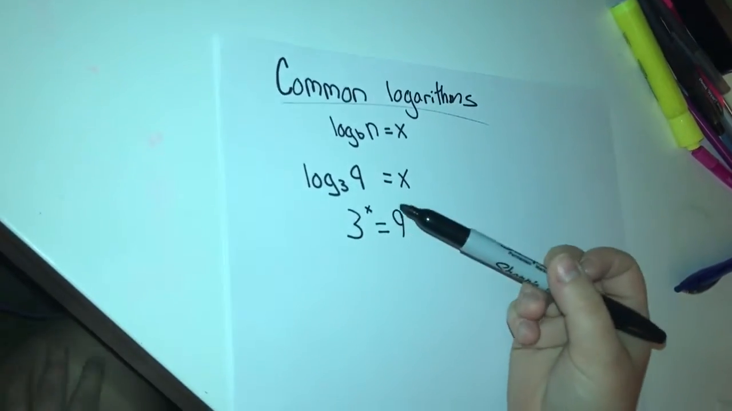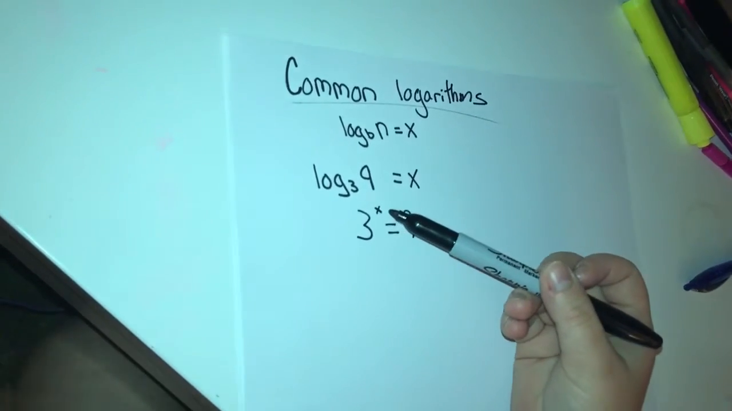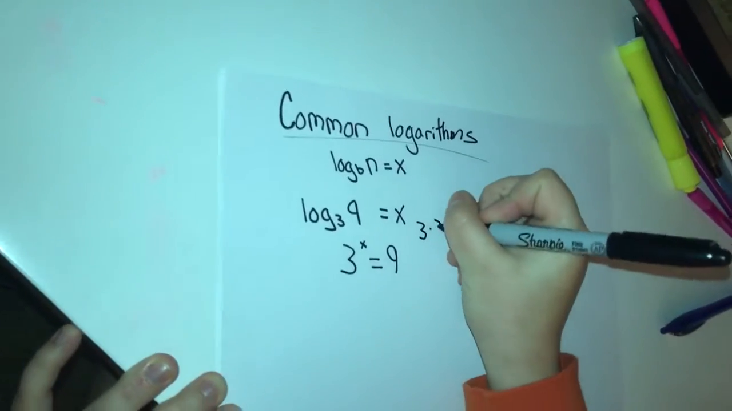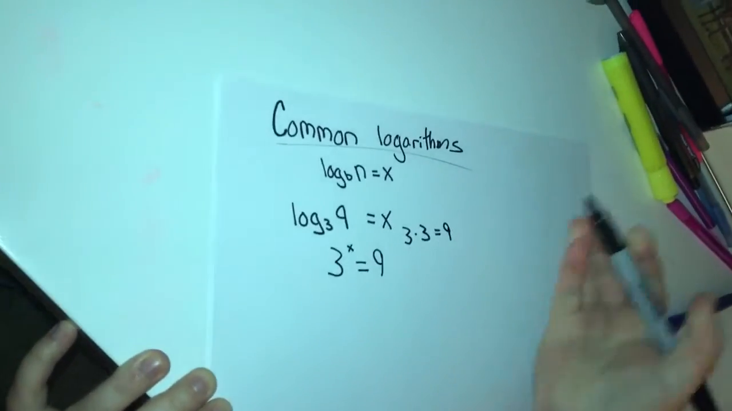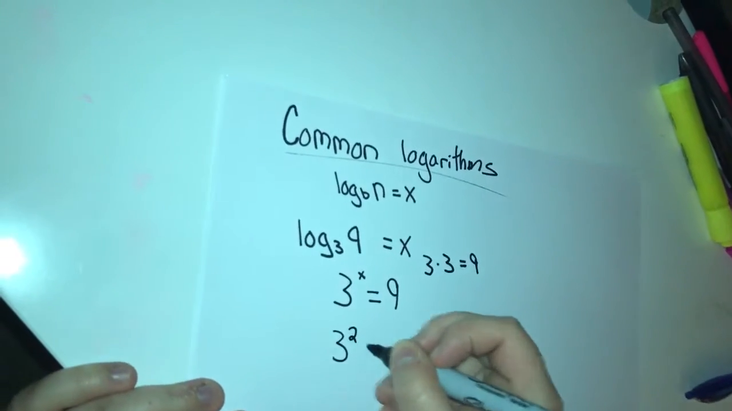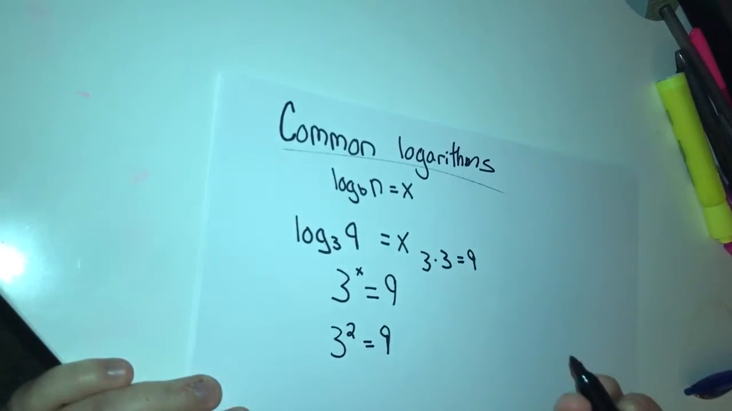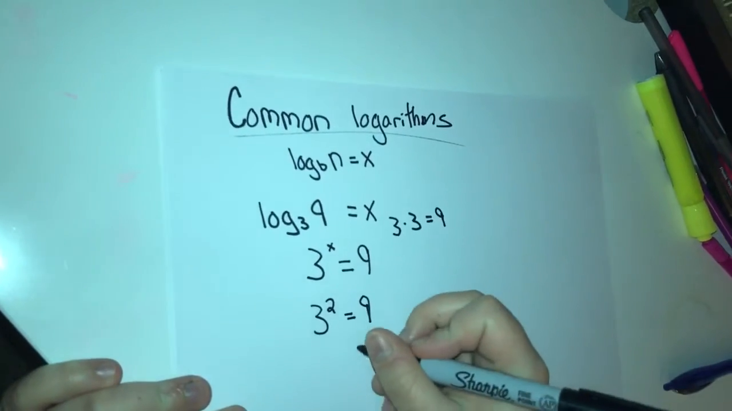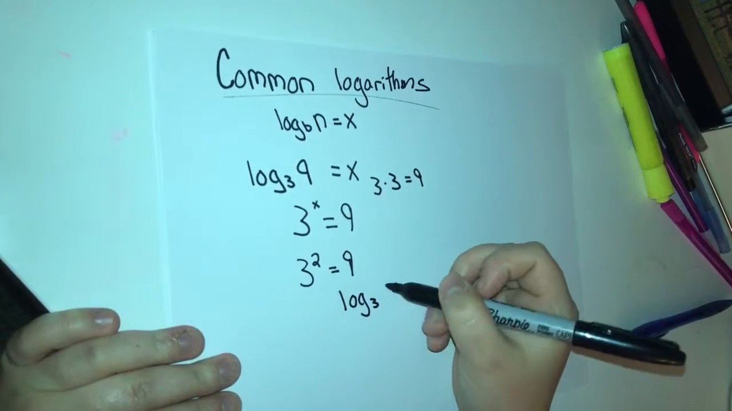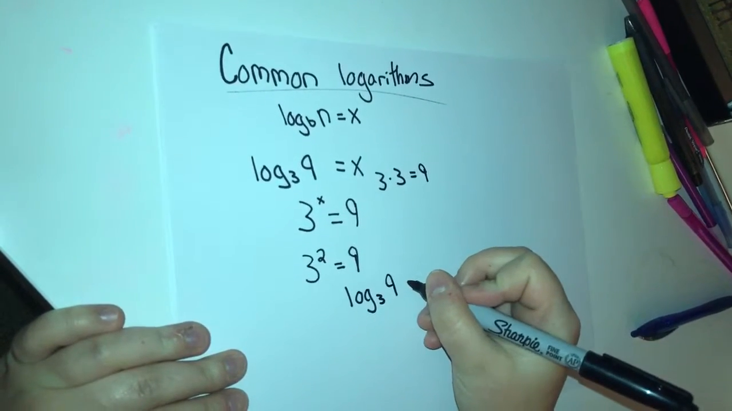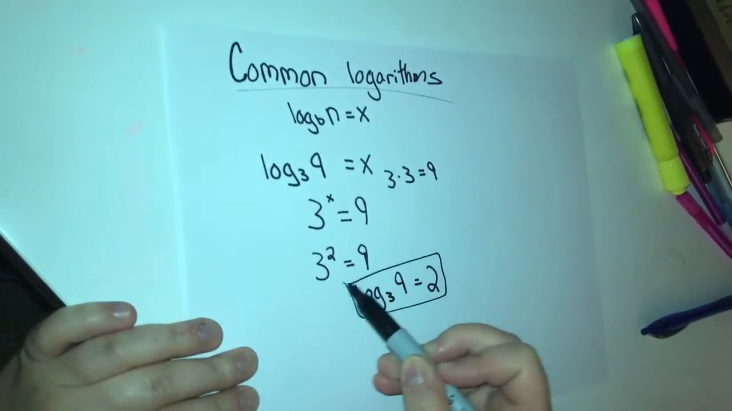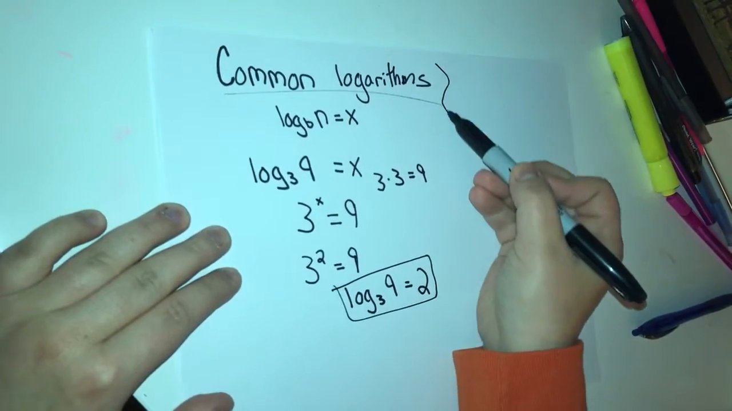Now, what exponential power of 3 equals 9? Well, 3 times 3 equals 9. So 3 to the second power equals 9. So x equals 2. So log base 3 of 9 equals 2. And that's your answer. So we're going to do another example.